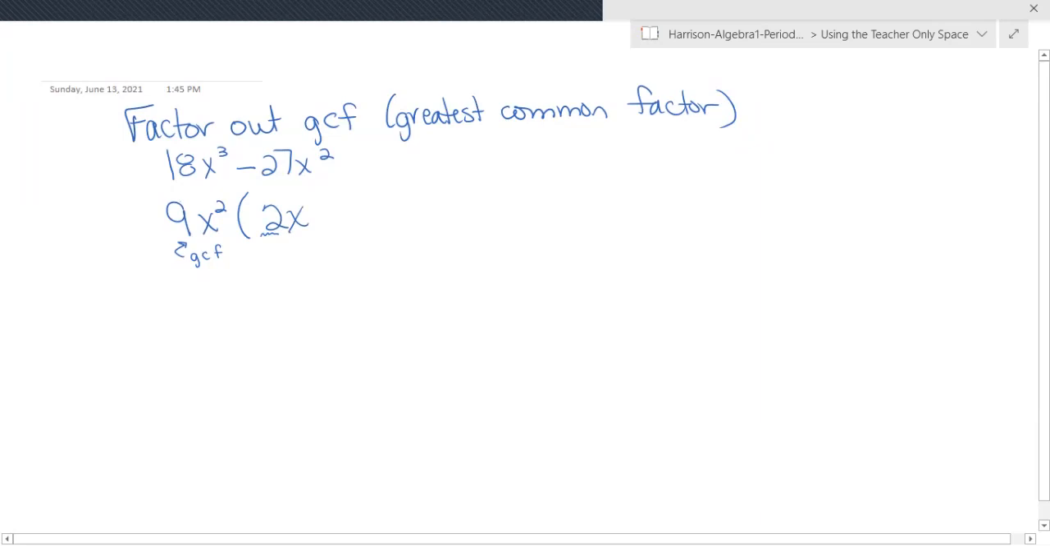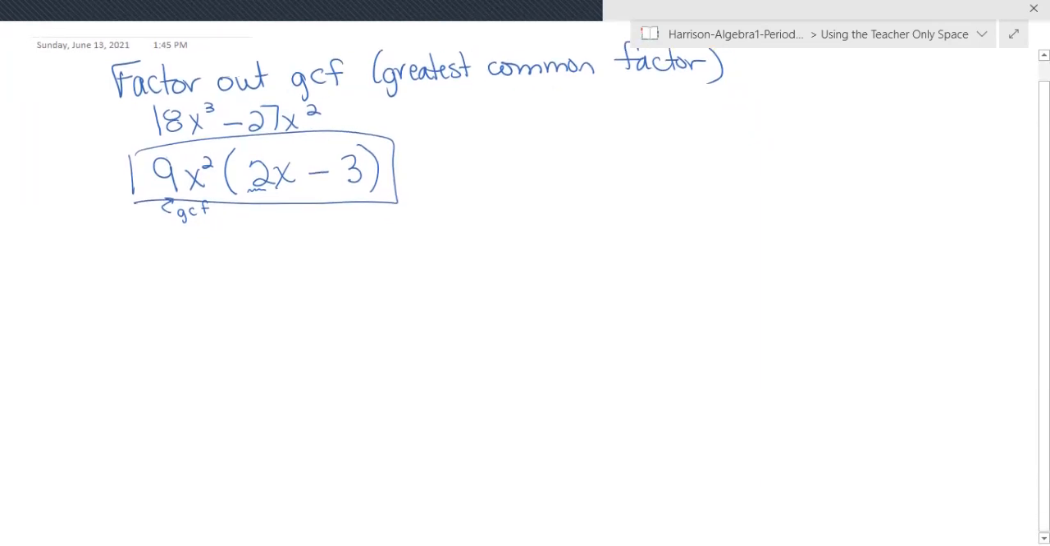So then we move on to the next term. 9 times -3 would give us -27. We don't need to multiply by any more x's because I already have the x squared that I'm multiplying by here. So that would be our final factorization. The next type of factoring is grouping.